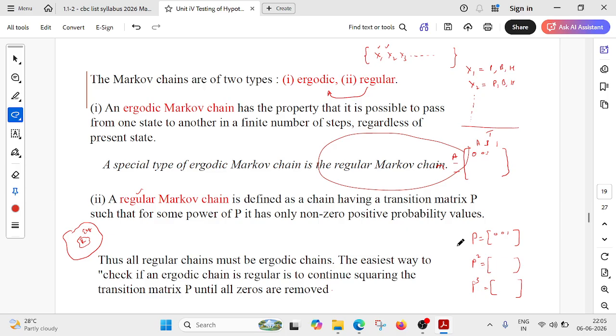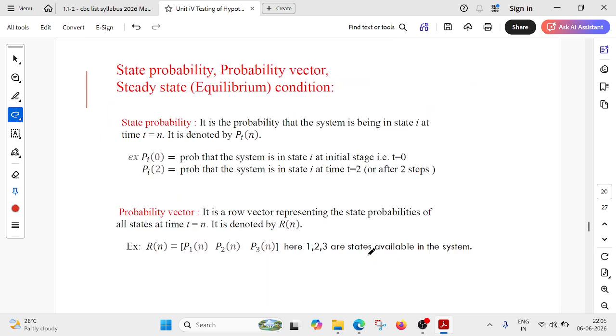The easiest way to check if an ergodic chain is regular is to keep squaring the transition matrix until all zeros are removed. Otherwise, you can't call it ergodic.